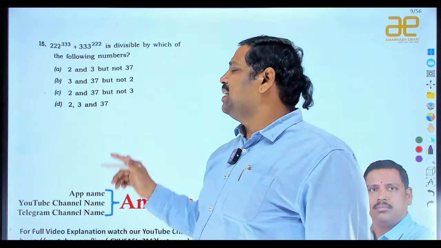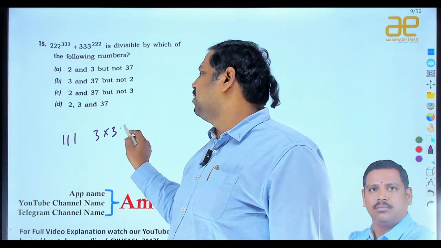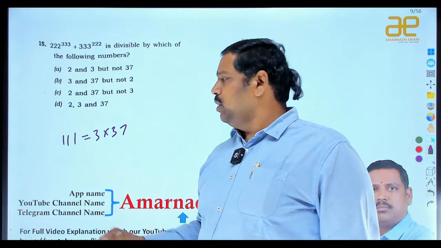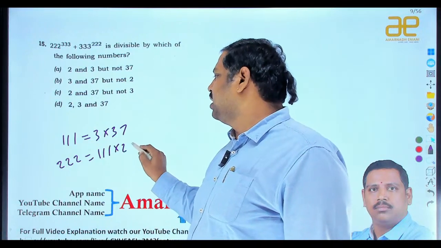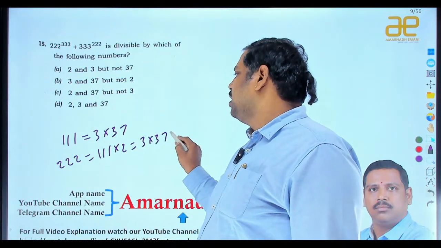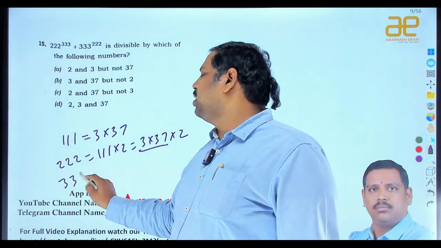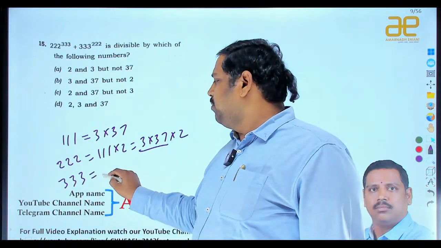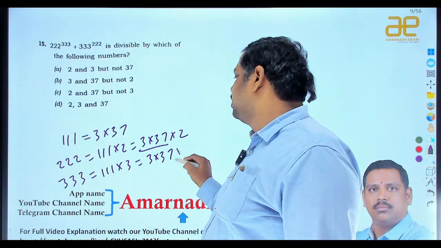Any triplet you can observe is divisible by 3 and 37, because 111 means 3 into 37. Now, triple 2 is nothing but 111 into 2, that is 3 into 37 into 2. The numbers that we have are triple 2 and triple 3, so I'm writing both. Triple 3 is nothing but 111 into 3, that is 3 into 37 into 3.